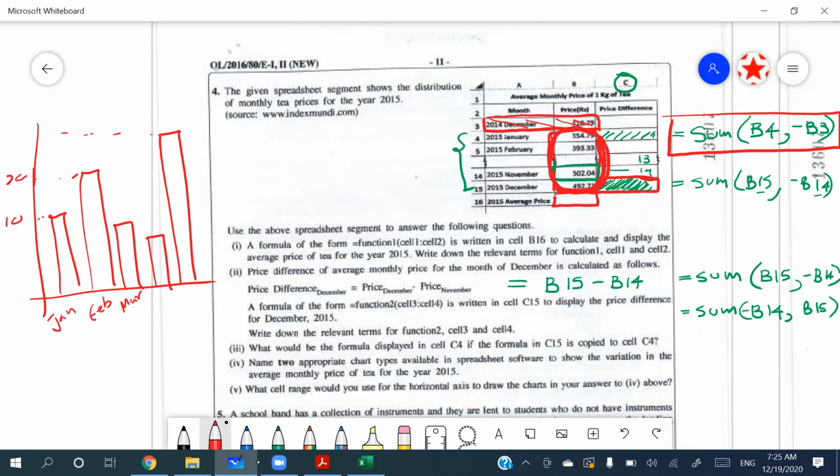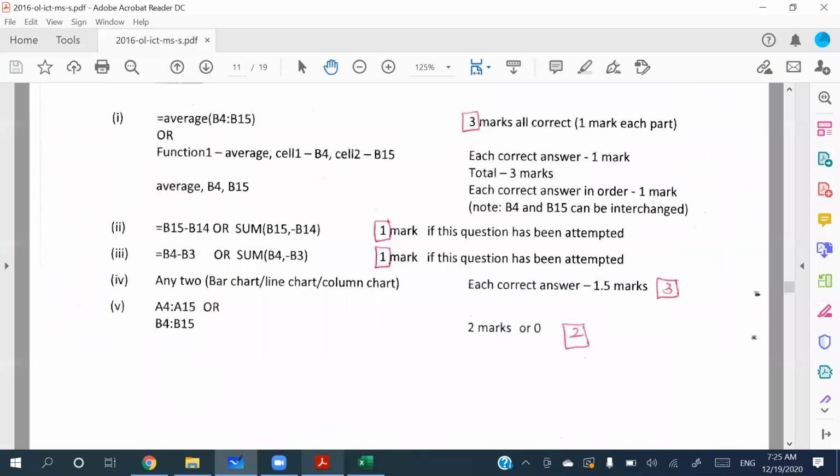So they are asking what cell range would you use for the horizontal axis. Now this is the horizontal axis, right? So when it comes to the horizontal axis, you can say it's going to be the values which are right over here, which is from A4 to actually not until A16, A4 to A15. So A4 to A15 you can take, and again B4 to B15 can be taken.